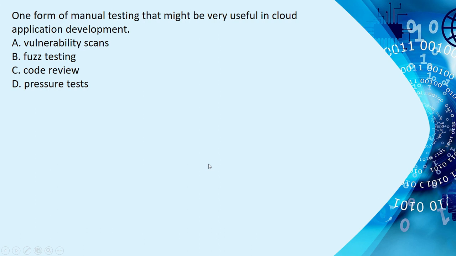One form of manual testing that might be very useful in cloud application development. The keyword here is manual testing. As we discussed, in cloud application development we have DevOps or CI/CD, which is fully automated. But what is left as manual testing? It is the code review, which we discussed, and code review is the manual testing here.